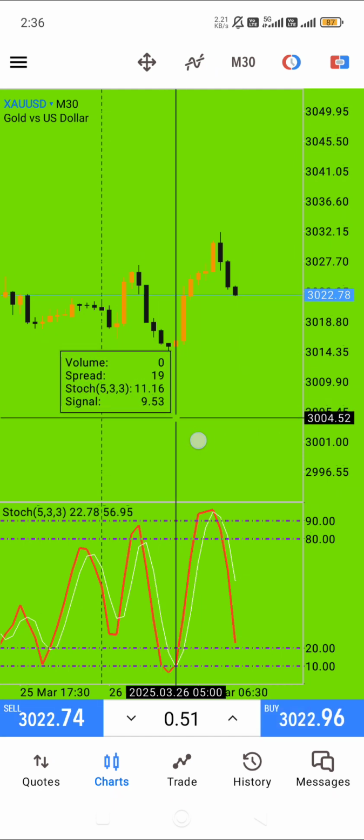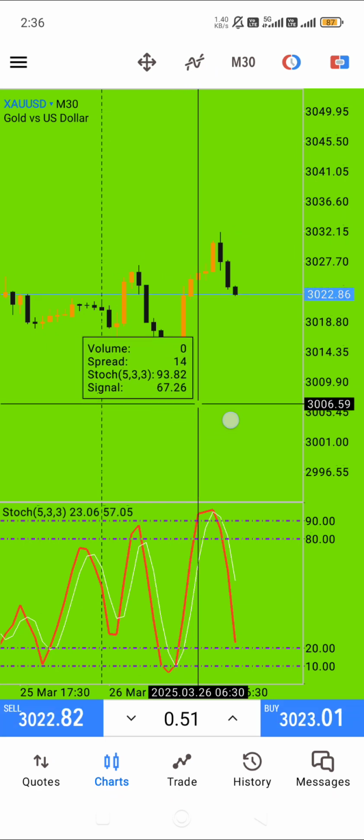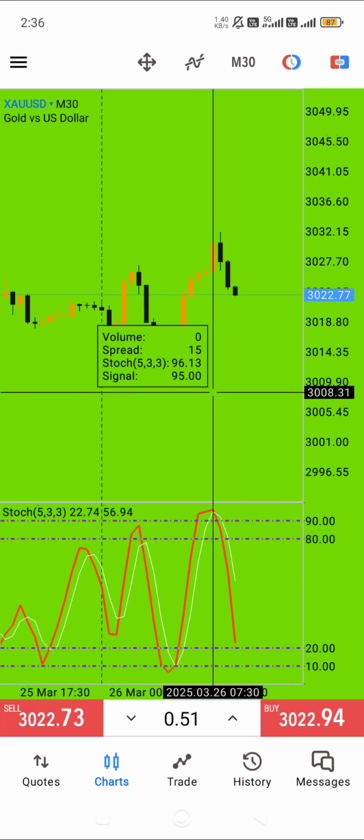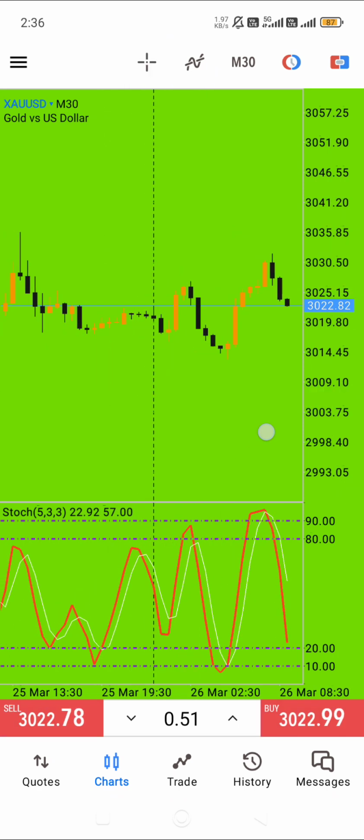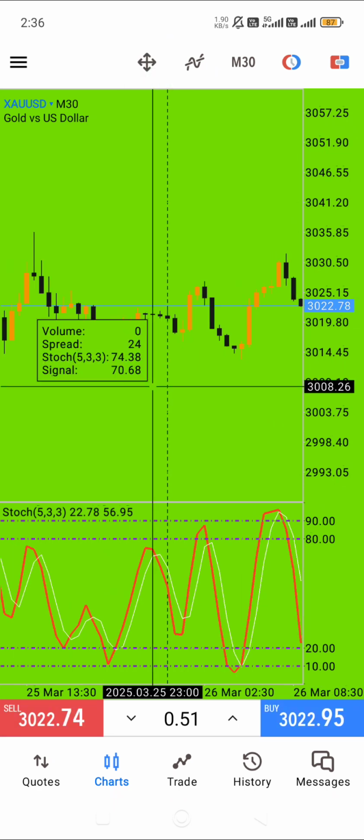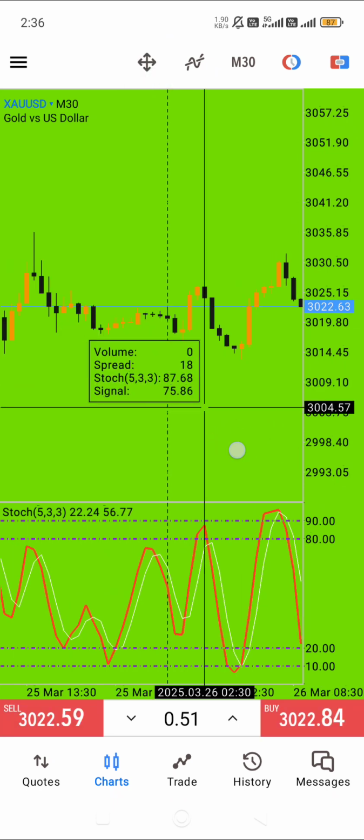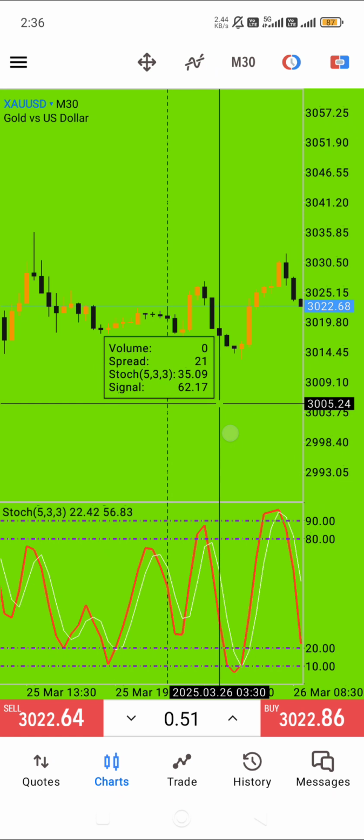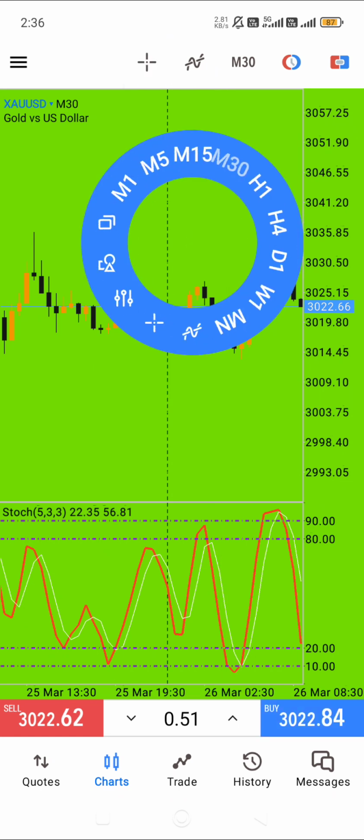Same thing here: when both lines at 10, 20 cross to the upside, then the market will go up. This is the main thing. On gold here, some candles are up and down, but it crosses 80, then turns below, then the market goes to the downside. Okay, I will check the 5-minute time frame there.